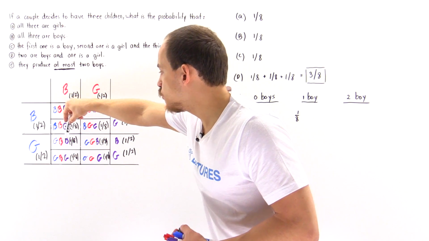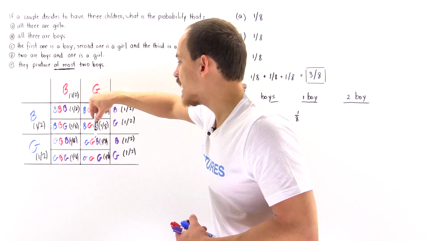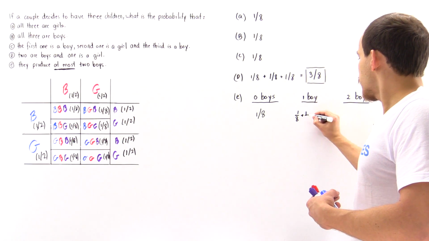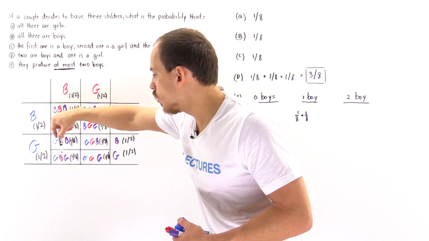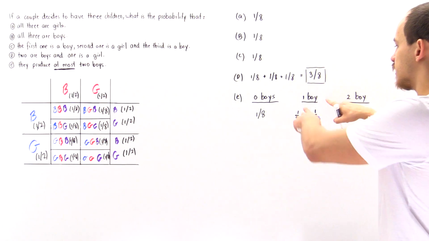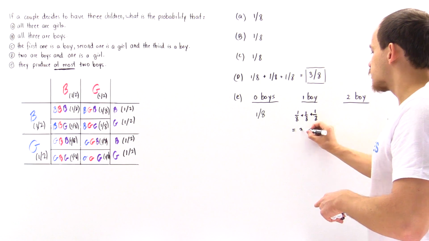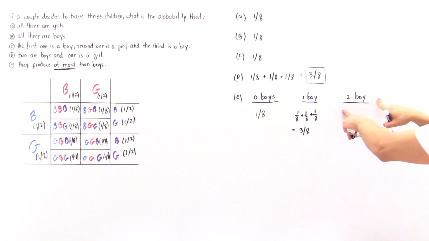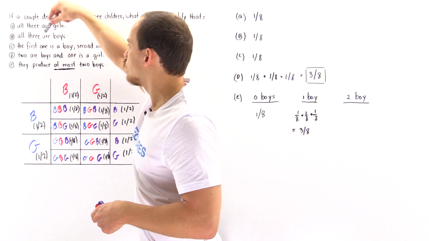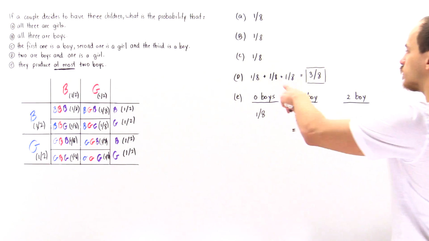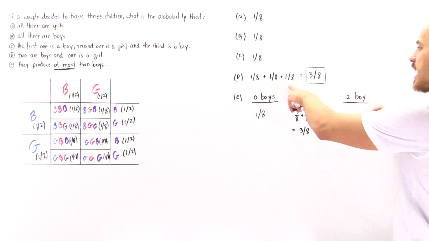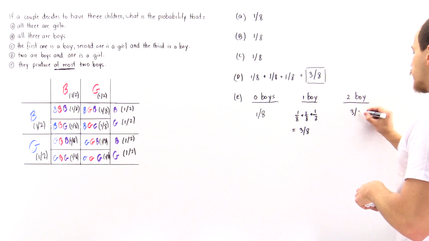This case has 2 boys. Doesn't work. This case does work. We have 1 boy. So plus 1/8. And here we have also 1 boy, so that also works. So we see that for this particular event, the probability is 3/8. Now, what about 2 boys? Well, this is the same thing as saying 2 are boys and 1 is a girl. And we know from part D that this is also equal to 1/8 plus 1/8 plus 1/8, or 3/8.